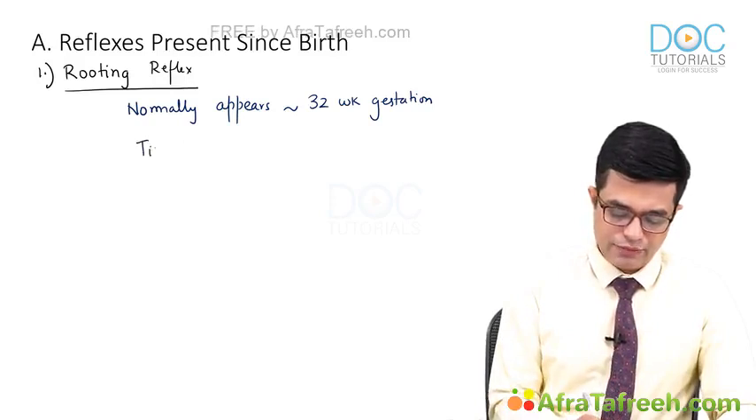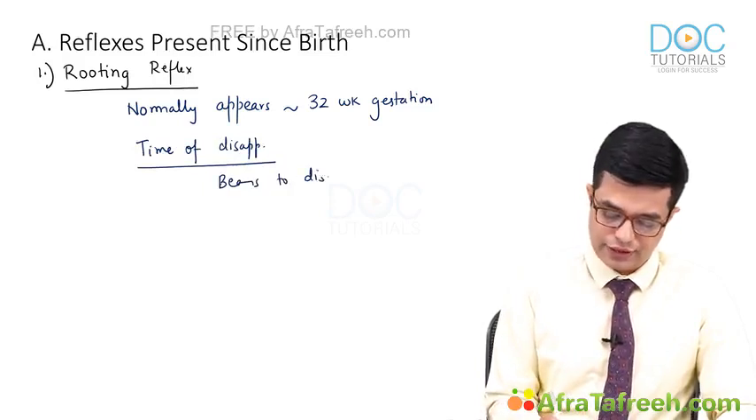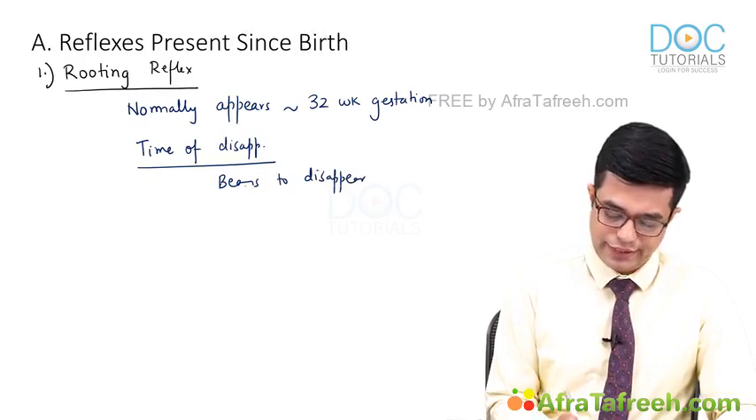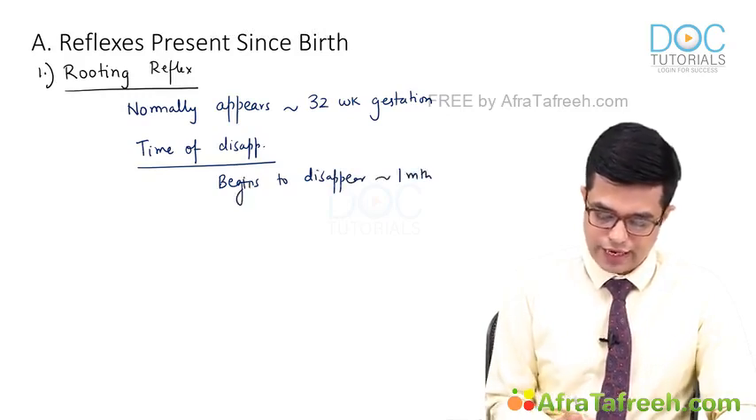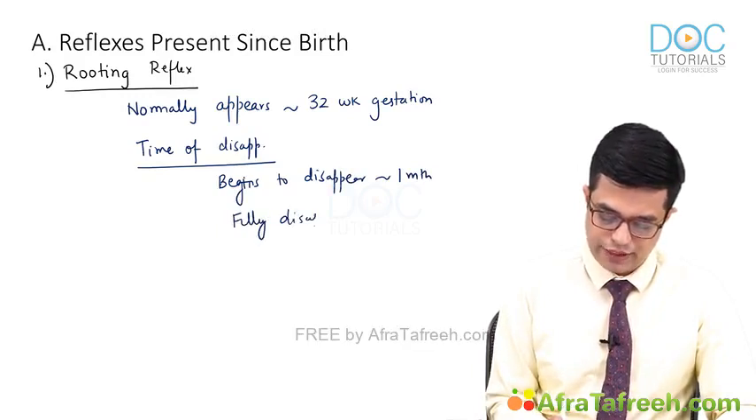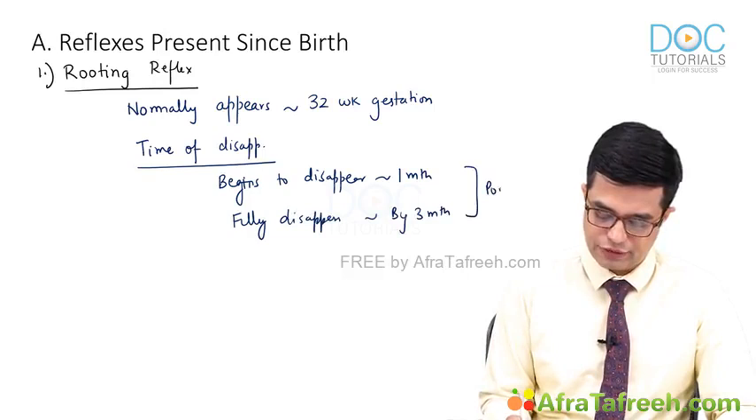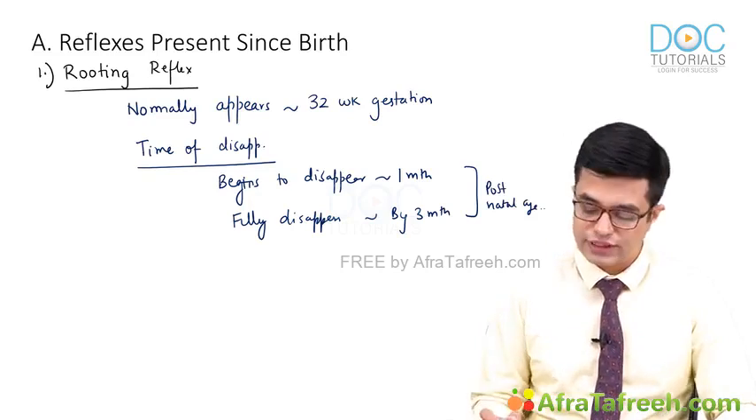What is the time of disappearance? It begins to disappear, according to Nelson, around 1 month of age and is fully absent by 3 months. These are postnatal ages after birth. So this is the first reflex that you need to remember, that is the rooting reflex. Let us move towards the next reflex.